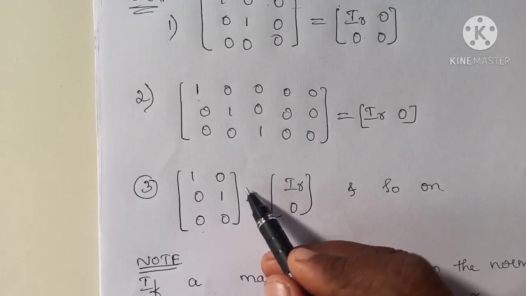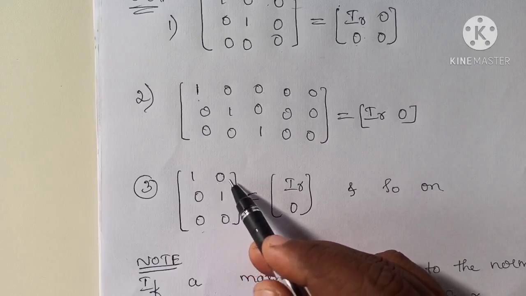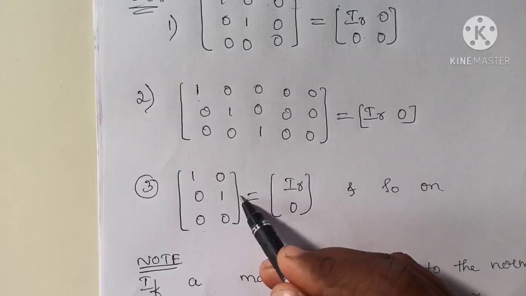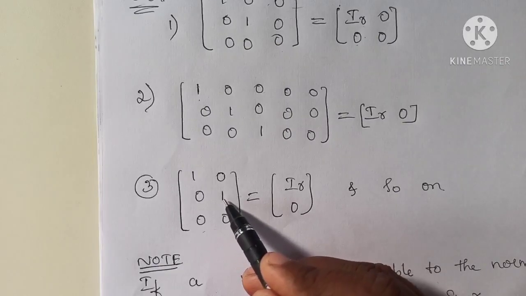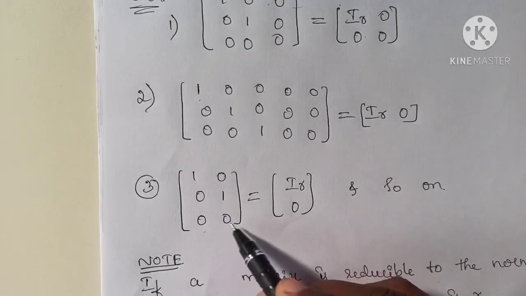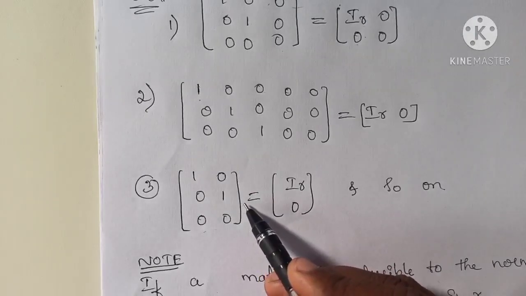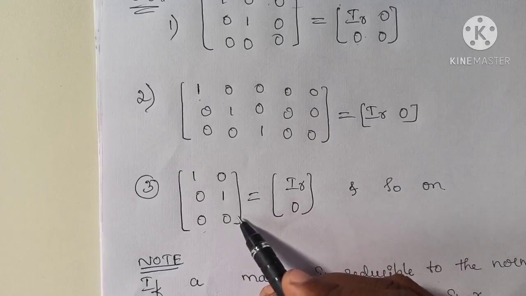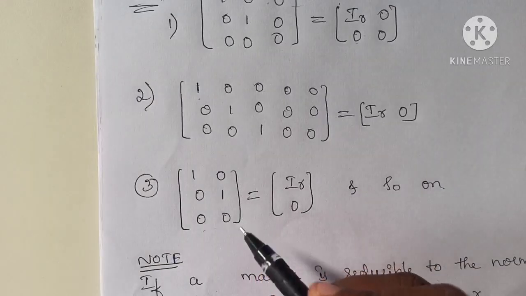Here you count the non-zero rows. So here you can observe that the first and second rows are non-zero, that is any one element is non-zero, and the last row is 0. Therefore it has two non-zero rows, therefore its rank is 2. You can go with this I_r, also you can go with counting non-zero rows, okay.